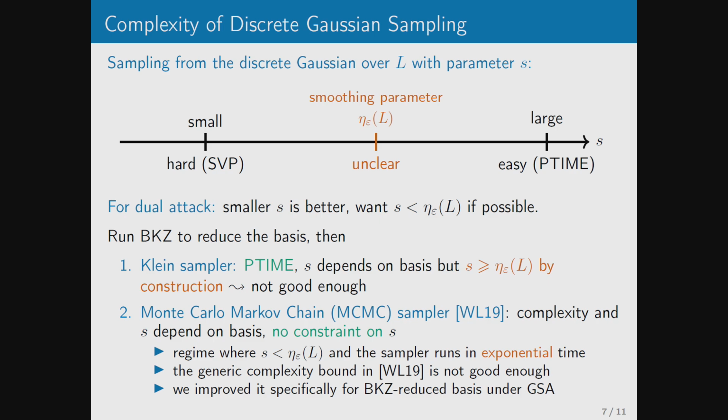However, I'll just point out that the generic complexity bound that they give in their paper is not good enough for our case. So we improved it specifically for our case because we know the basis is BKZ reduced. So using the geometric series assumption, we're able to actually derive a better complexity bound.